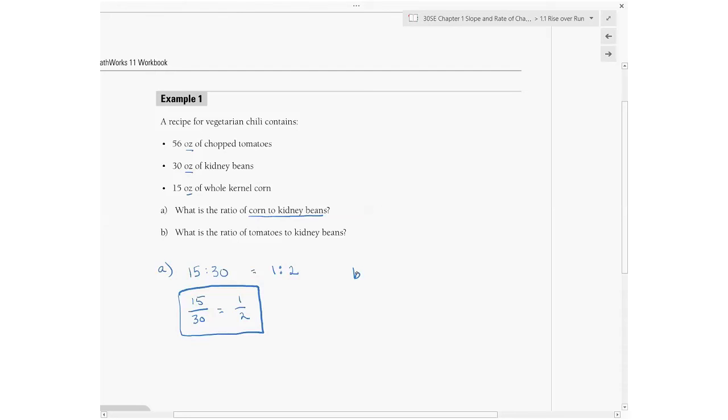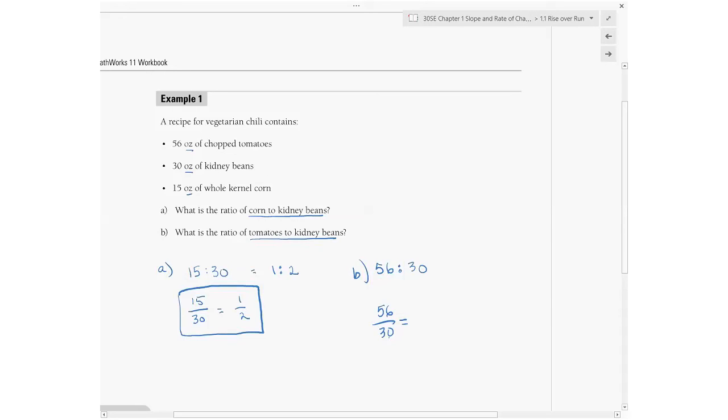Let's just do B over here. What's the ratio of tomatoes to kidney beans? So tomatoes is first, so I look up at tomatoes, 56 to kidney beans. Kidney beans is 30. Or again, I could write 56 to 30. Notice that the number that goes first is the number that goes on top here. Well, let's reduce this. Let's reduce it here first, and then we'll just copy the answer up there.